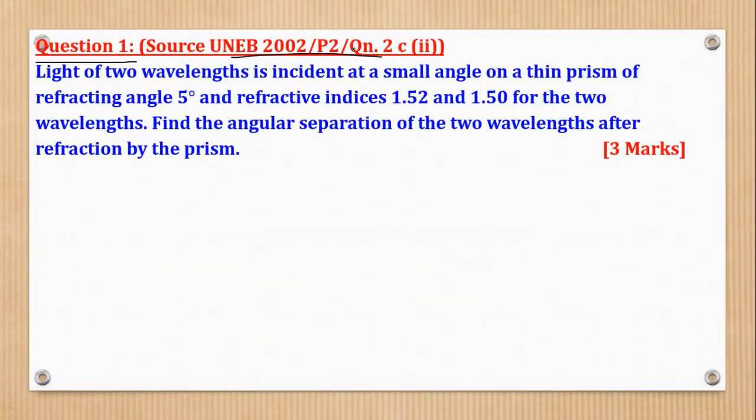Question 1 came from your name, 2002, paper 2, question 2c, and says, light of two wavelengths is incident at a small angle on a thin prism, thin means it is a small angled prism, of refracting angle 5 degrees, and refractive indices, this and this, for the two wavelengths. Find the angular separation of the two wavelengths after refraction by the prism.